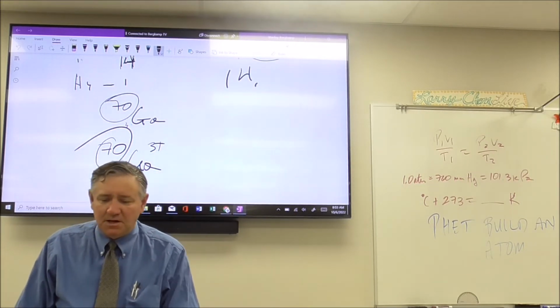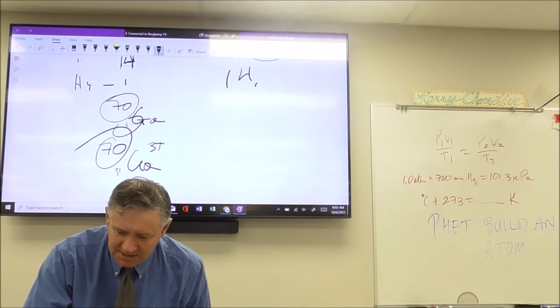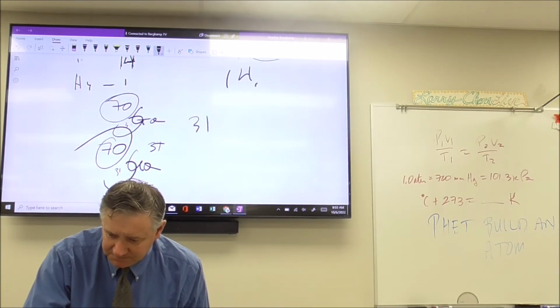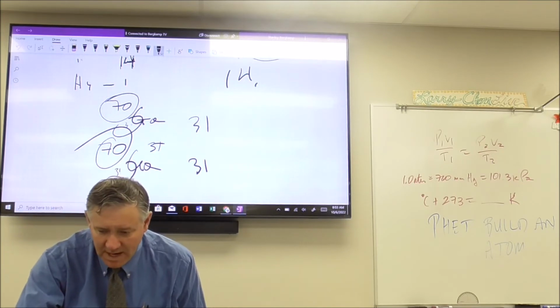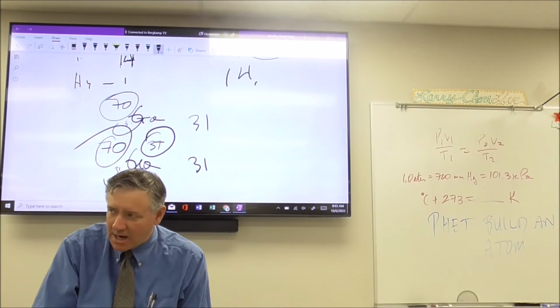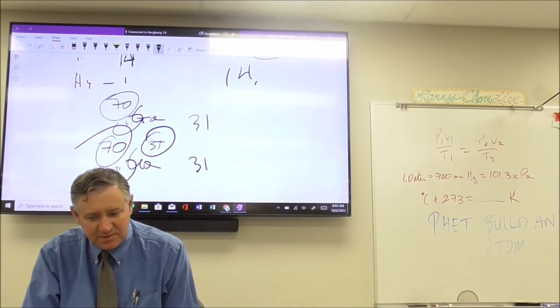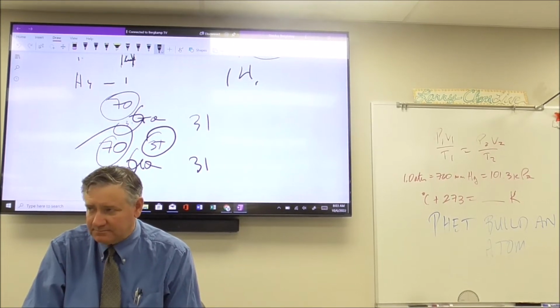Okay, so each of these both have 31 protons. Cool with that, right? We're solid. So when I have that charge of 3 plus, how many electrons does that 3 plus gallium atom have? Ethan?